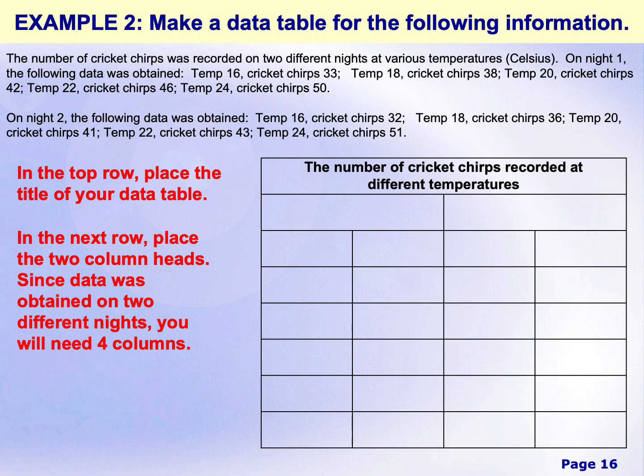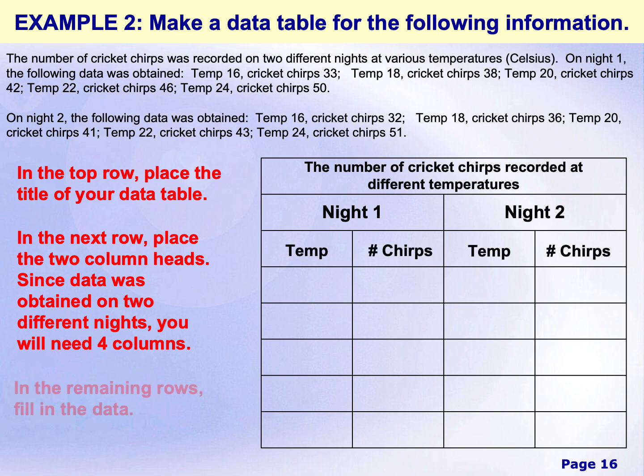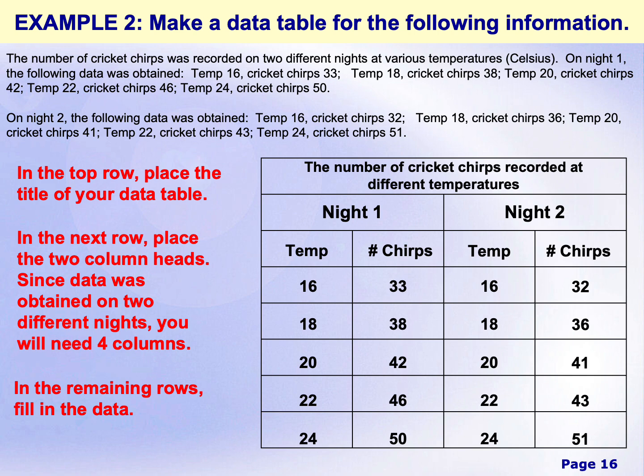In this second example, the dependent variable is cricket chirps, and the independent variable is temperature. Cricket chirps may or may not be dependent on the nightly temperature.